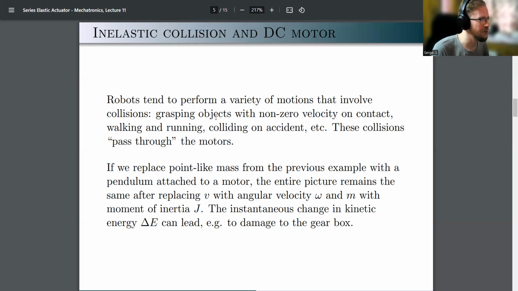Chances are all of them are going to instantaneously change their angular velocities and linear velocities. And chances are kinetic energy will be lost. As you can imagine, in real life, almost always collisions mean that there will be some energy transferred into heat and possibly damage, mechanical damage, right?